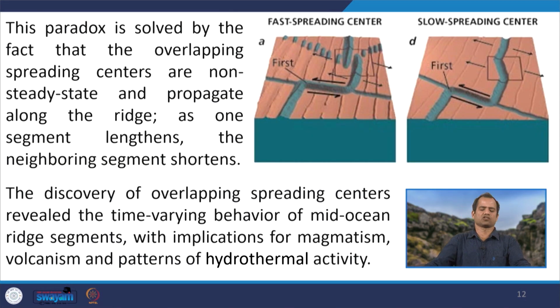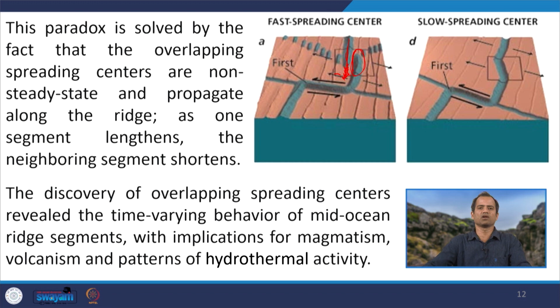So, this paradox is solved by the fact that the overlapping spreading centers are non-steady state and propagate along the ridge. As one segment lengthens, the neighboring segment shortens. So, once this segment is lengthening, that means magmatic supply is more and there is extension here. So, once more extension and more magmatic supply is here, obviously magma deficiency happens in this segment. So, that is why this part will not migrate as frequently as compared to this part.